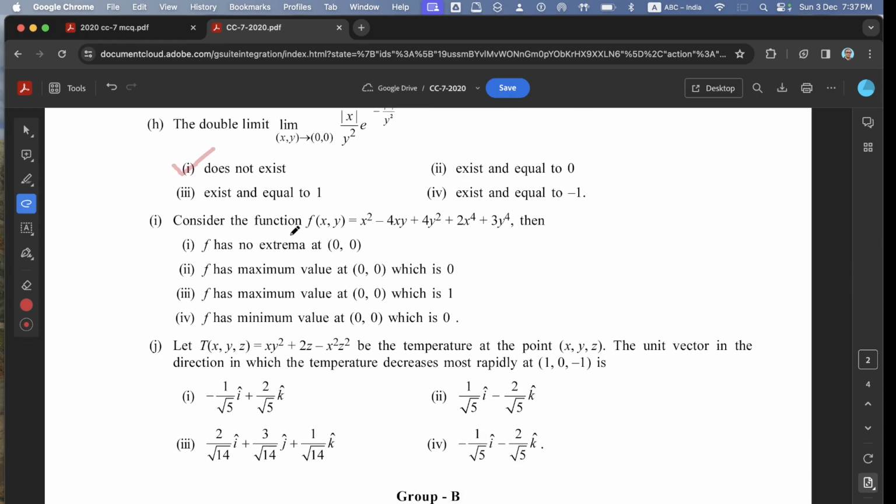Question I. Consider the function f(x,y) equal to x square minus 4xy plus 4y square plus 2x to the power 4 plus 3y to the power 4. Then f has no extrema at (0,0); f has a maximum value at (0,0) which is 0; maximum value at (0,0) which is 1; minimum value at (0,0) which is 0.